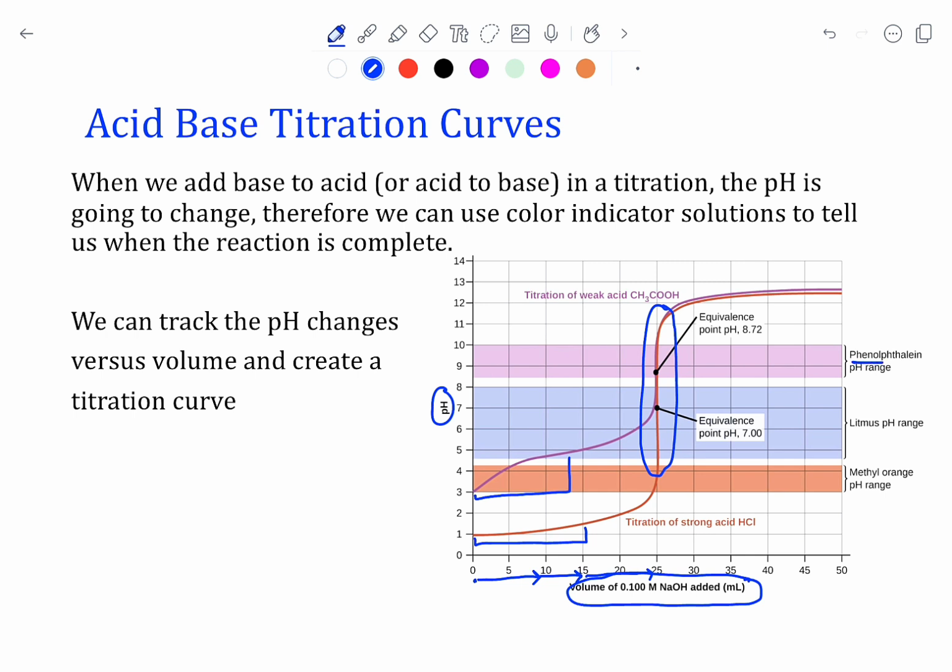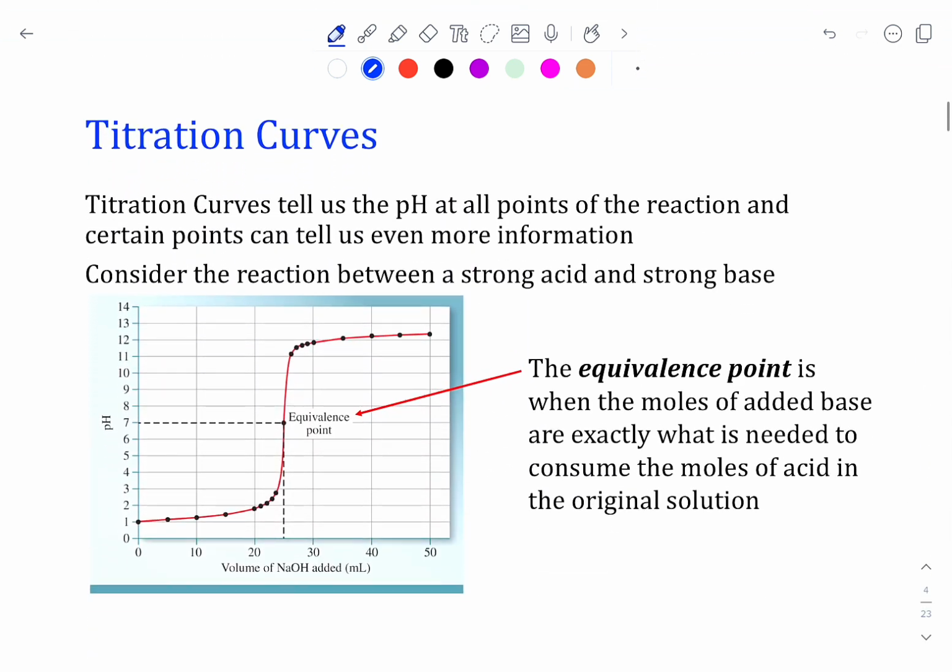So we can use phenolphthalein if we want it to occur between 10 and 9 and 8.5 for our pH. We can use a litmus paper. We have methyl orange. There's also methyl blue, methyl green. There's a bunch of different pH indicators that can be used depending on where the change in the pH is expected to be for that chemical reaction, for that acid-base reaction. So let's go more into these titration curves.